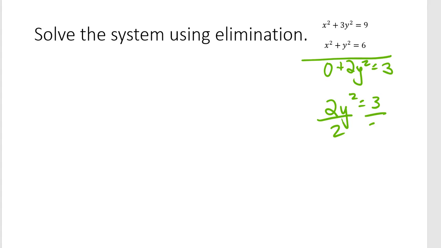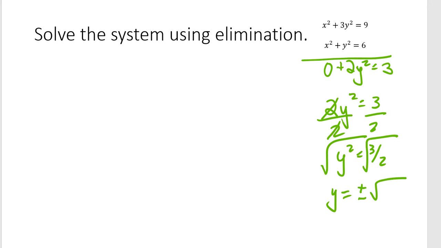So I'll divide both sides by 2. And now I'll take the square root of both sides. When I do that, I have to remember I'm going to have plus or minus the square root of 3/2. And this is what y is equal to. Now, I have two different answers, so I'm going to send them each back into the one equation and solve for the corresponding x.